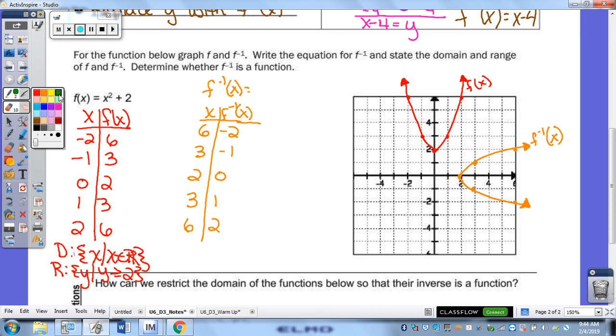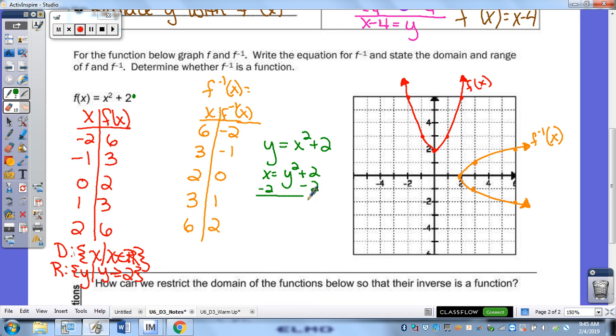All right, so next part is they do want us to come up with the equation for f to the negative 1 of x. So I'm going to take my original equation over here. I'm going to first change it so that instead of f of x equals, it's going to be y equals. That was always our first step, change it to be y. Second step, flip your x and your y. So now it's x equals y squared plus 2. So now we solve for y. So I'm going to subtract 2, x minus 2 equals y squared. And then how do I go from just y squared to just y?